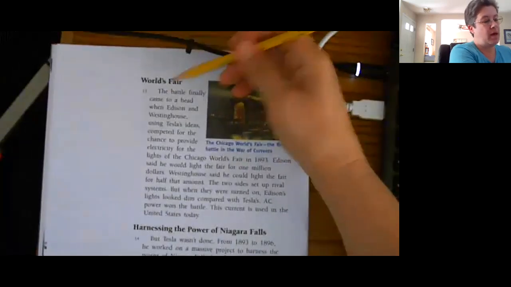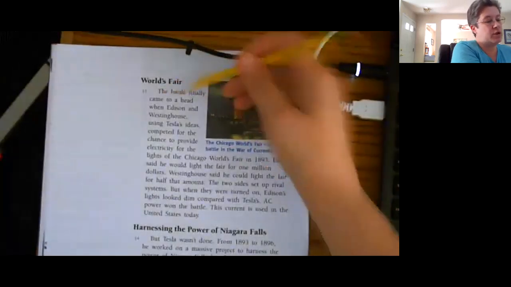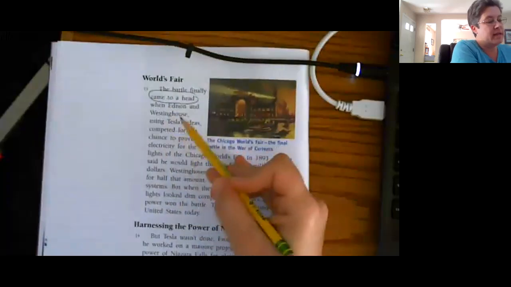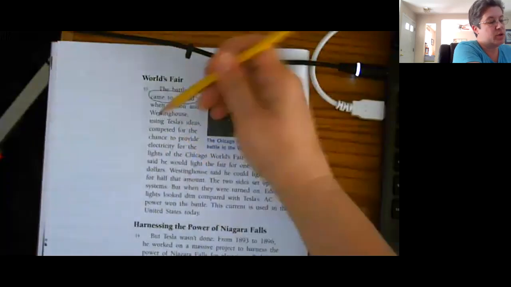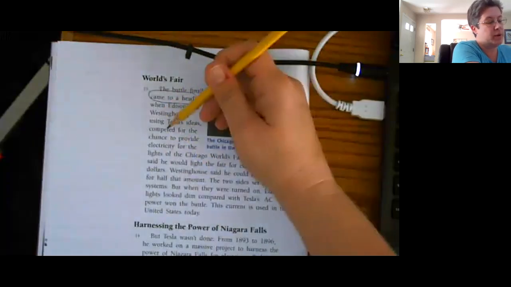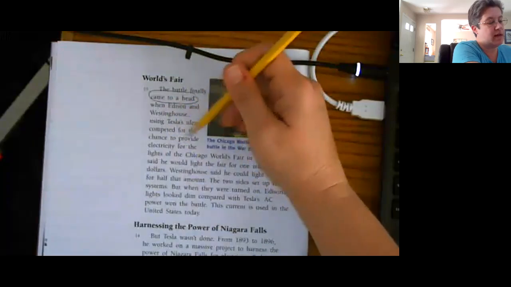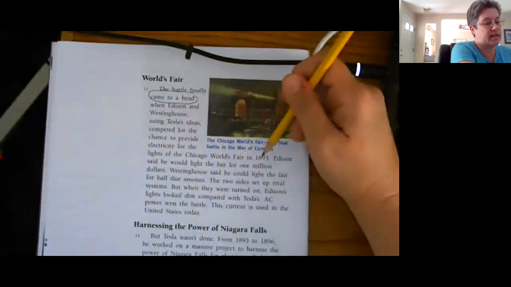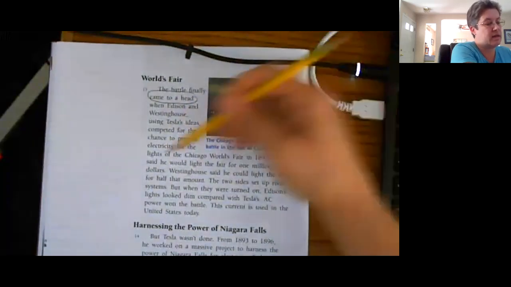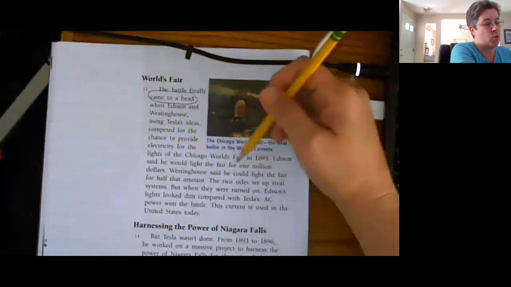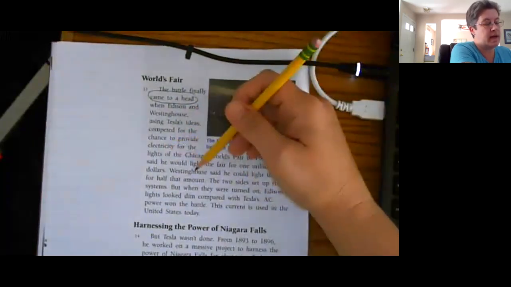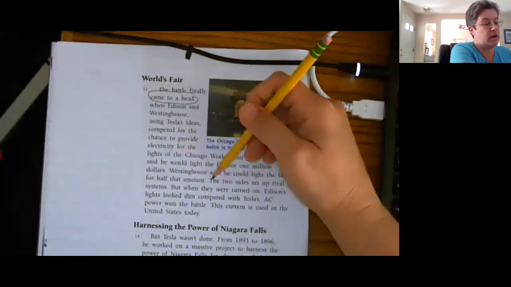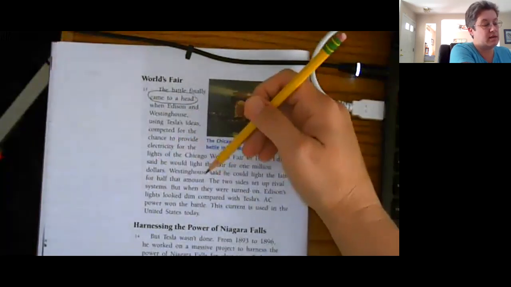World's Fair. The battle finally came to a head when Edison and Westinghouse, using Tesla's ideas, competed for the chance to provide electricity for the lights of the Chicago World's Fair in 1893. Edison said he would light the fair for $1 million. Westinghouse said he could light the fair for half that amount, and Westinghouse would be using Tesla's ideas.